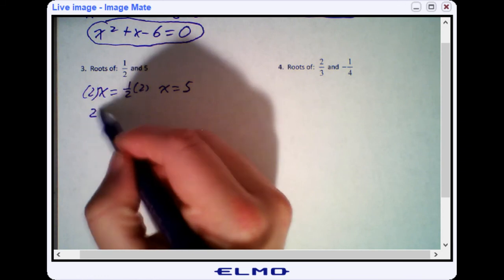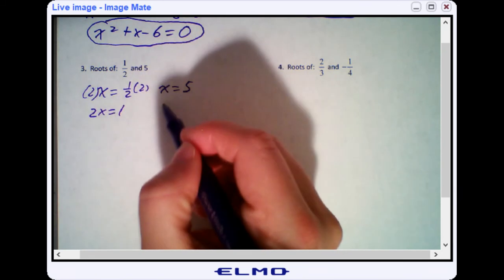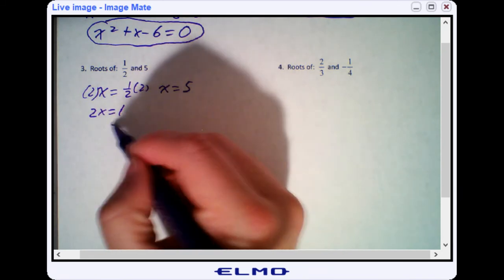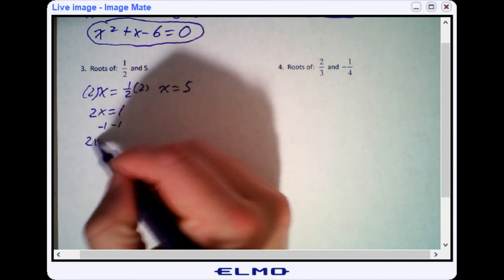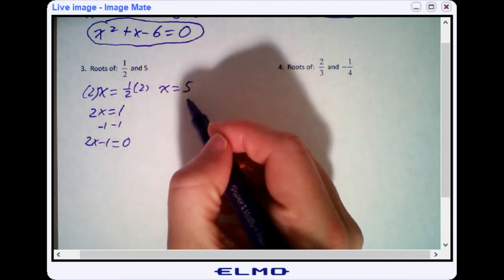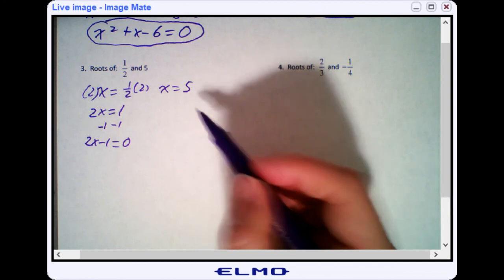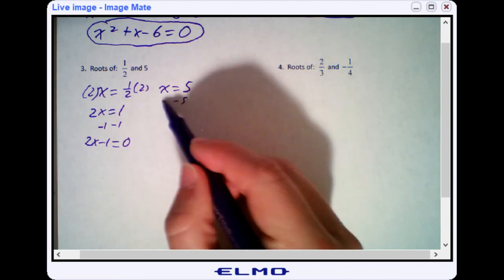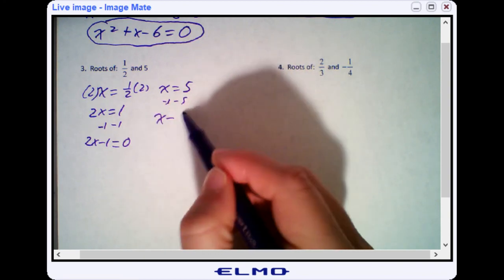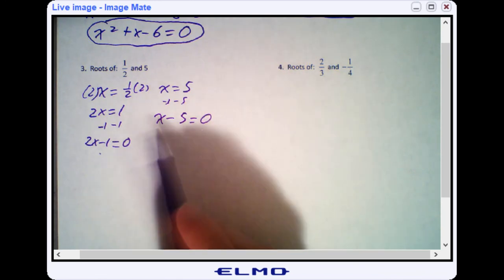I get 2x equals 1. And I'm going to subtract the 1 from both sides. So I'm going to have 2x minus 1 equals 0. For the x equals 5, I'm just going to subtract 5 from both sides. So x minus 5 equals 0. These are my two factors.